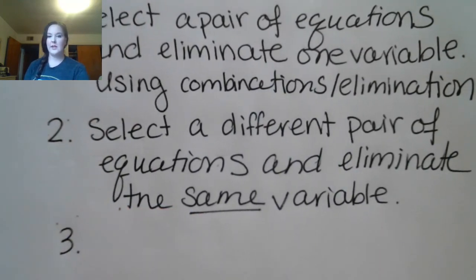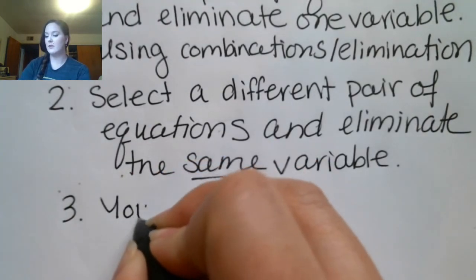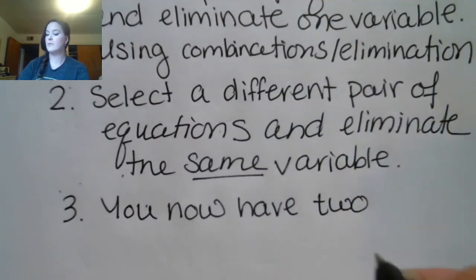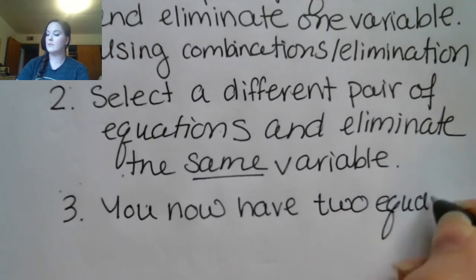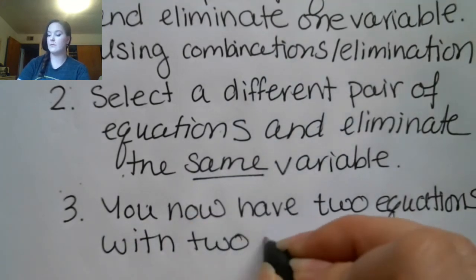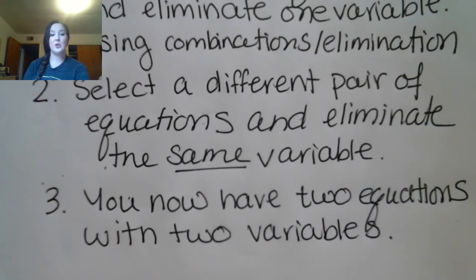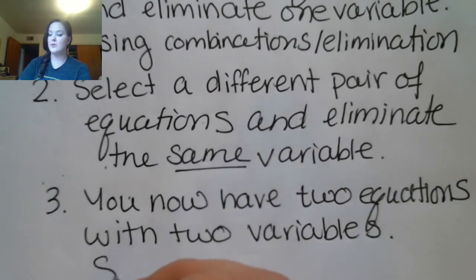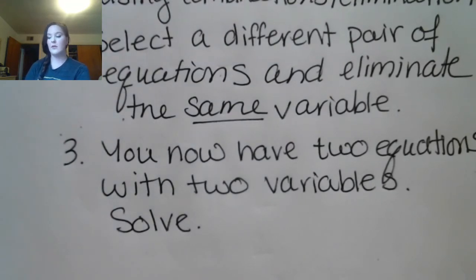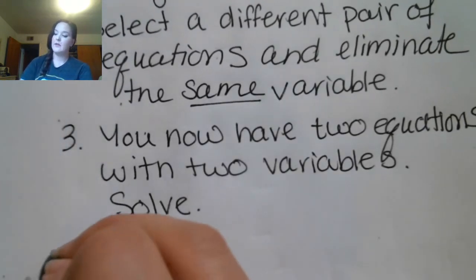So then in step 3, you'll see this in the example, but for now I'm just going to state this. You now have two equations with two variables, and you are just going to solve that. So you would solve it algebraically, using either combinations or substitution.